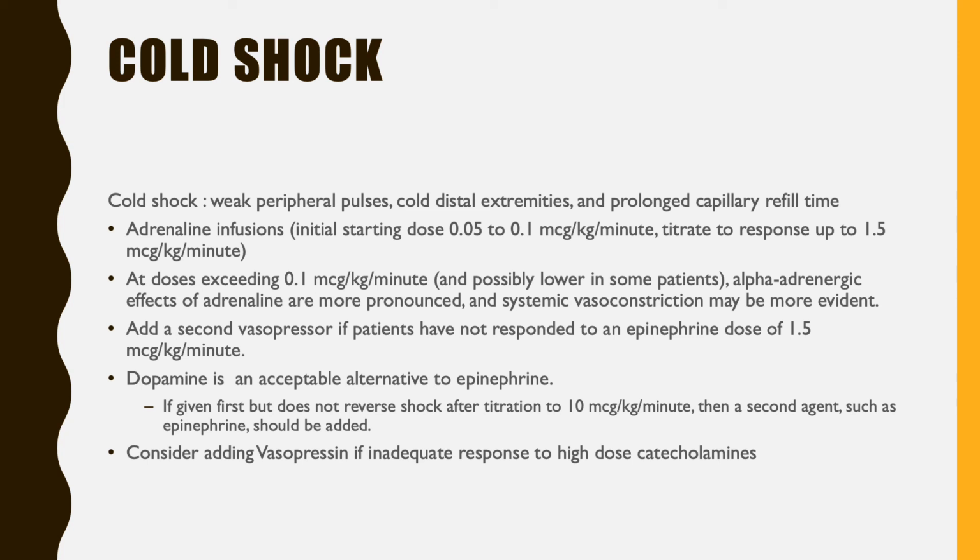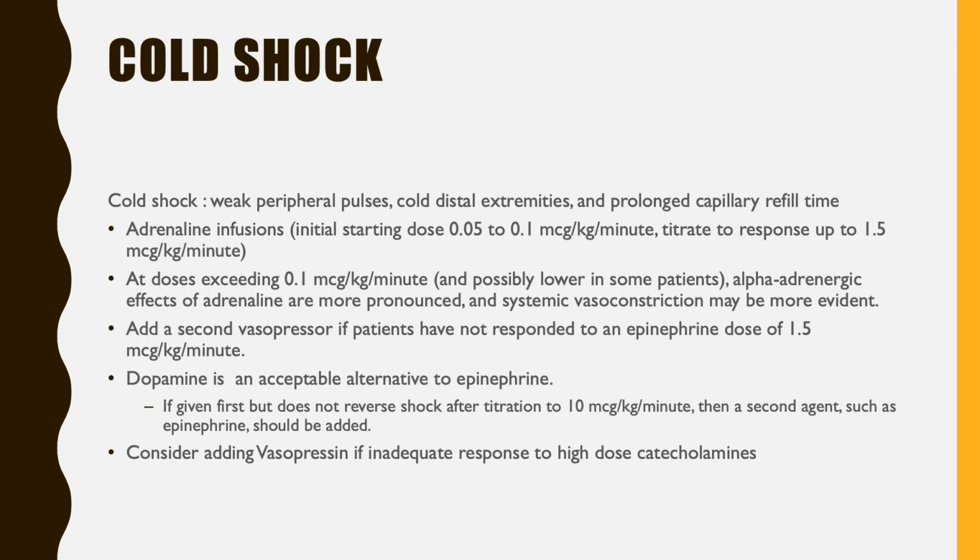Once you're reaching high doses of about 0.1 mics per kg per minute, then you might consider adding a second agent, also noting that your alpha-adrenergic response of adrenaline will be more pronounced. So therefore, the systemic vasoconstriction may be more evident. And if you're struggling with perfusion to certain organs, or for example patients who don't run restricted perfusion, so for example, a post-op gastric patient you've just done an anastomosis on, adrenaline at high doses might not be the right agent to give in these patients. So therefore, you can add a second agent to try and increase your support.